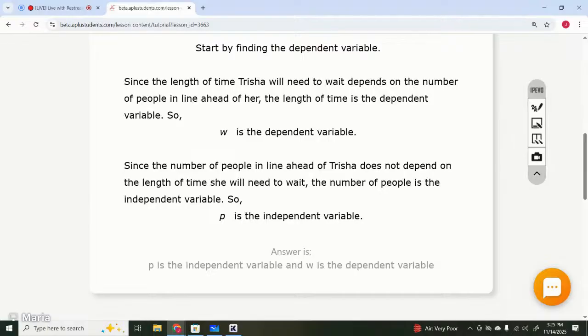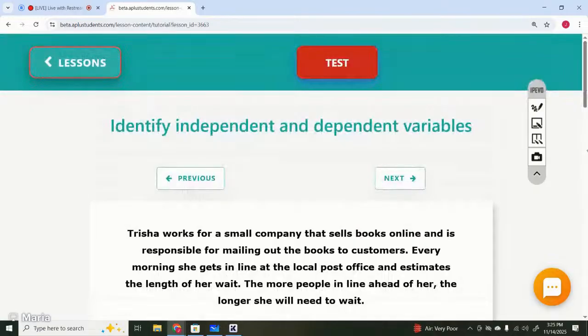P is the independent variable and W is the dependent variable. The more people in the line, the more she has to wait. Let's just start with the test questions.